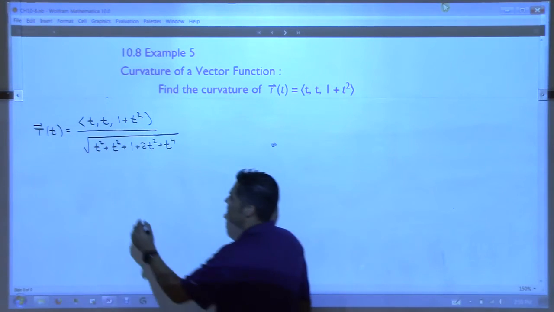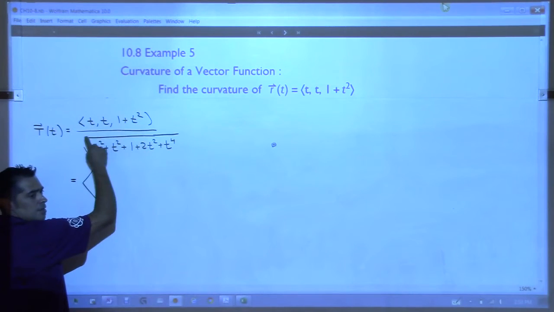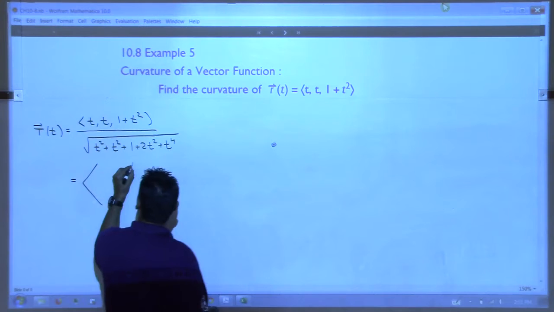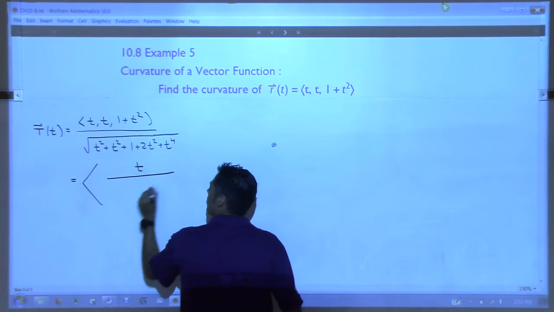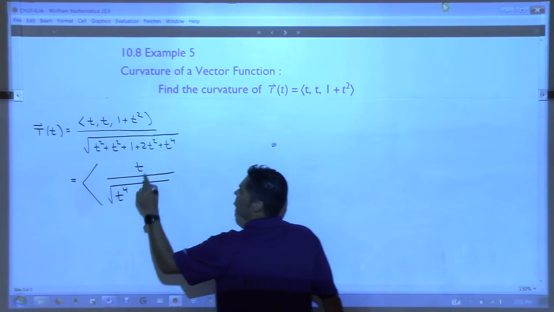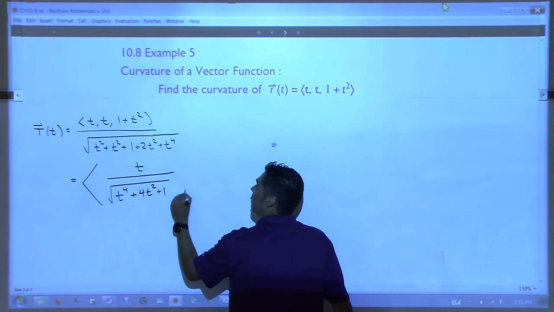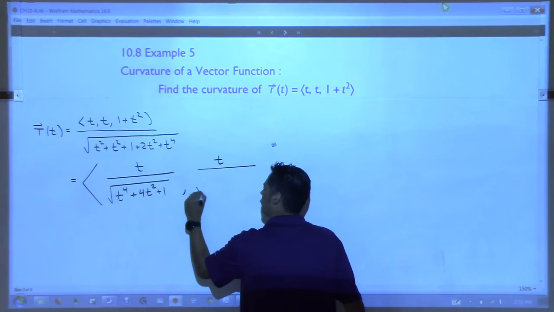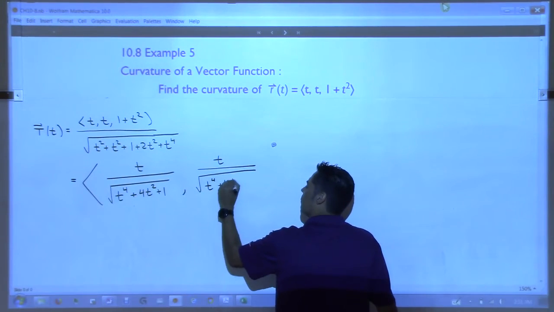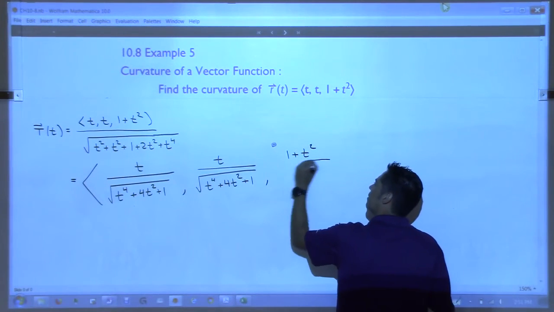But this is equal to, remember this is a scalar, so this scalar goes into each component, doesn't it? So I'll have t over the square root of, let's see, how many t squares? I've got t to the fourth here, got 4t squared plus 1, and then the next component is the same thing. And the last one is 1 plus t squared over that same thing.